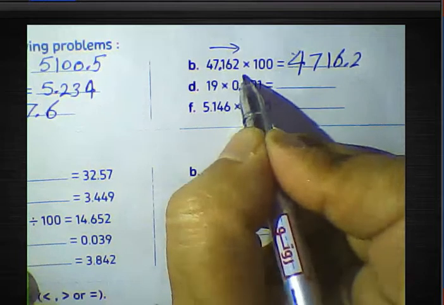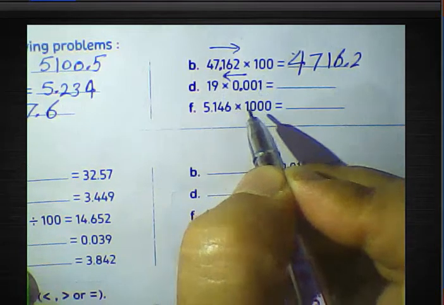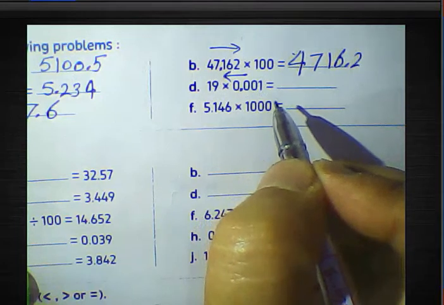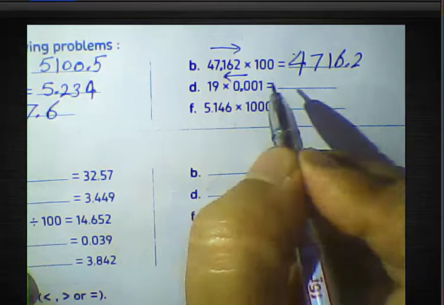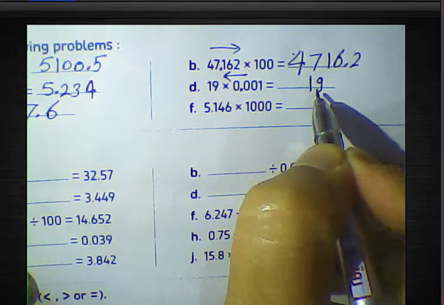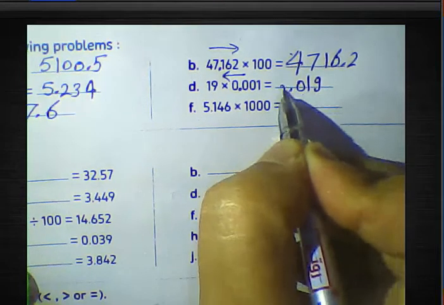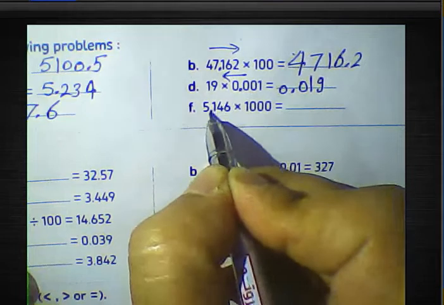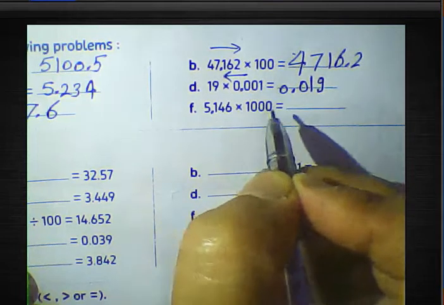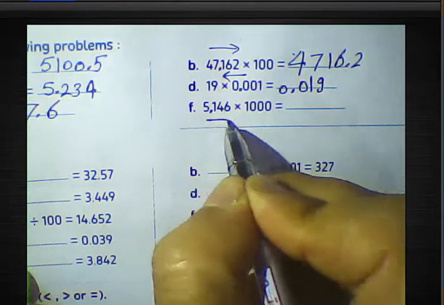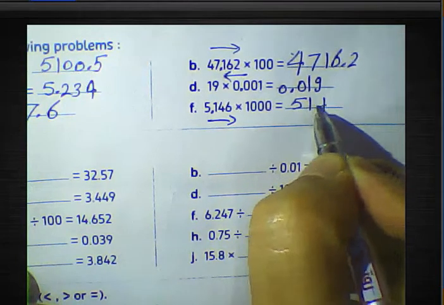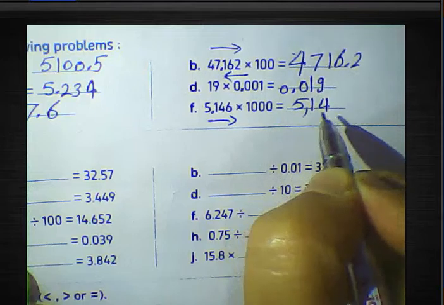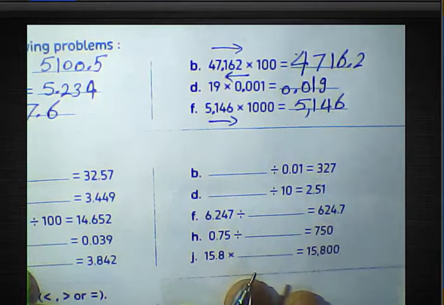And this number, 19 multiplied by 1/1000. It means multiply by 1 over 1000, it means 19 divided by 1000. We must move the point to left hand side by 3 digits. We can write 1 and 9 and 0 here, 0.0. What about 5.146 multiplied by 1000? We must move the point to right hand side by 3 digits. The result will be 5146. Okay.